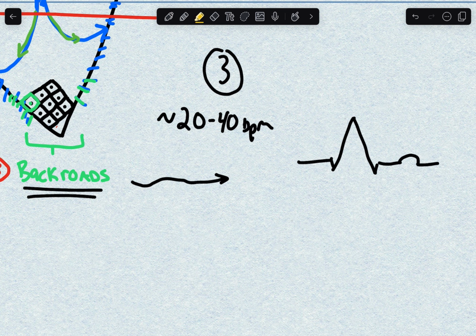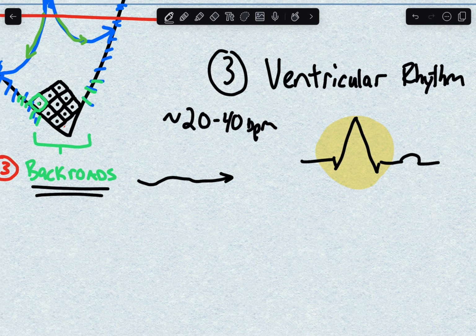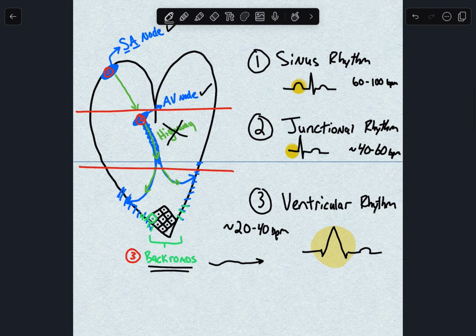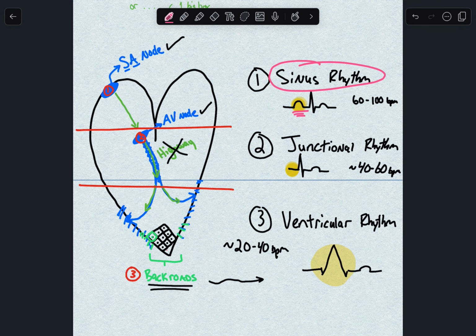Just like in a junctional rhythm, we do not have a P wave for every QRS because the SA node is not facilitating this conduction. However, the QRS is now wide and slower. This rhythm is termed a ventricular rhythm. Understanding these three areas of the heart is very important for applying them to the different arrhythmias we will see in the next lecture, and this will help you understand why certain arrhythmias behave the way they do.